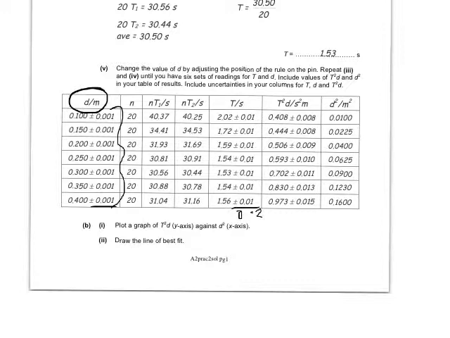Now you then have to do t squared d over t squared d, and to do that, remember you have to double the percent uncertainty of t, and then add that to the percent uncertainty of d.